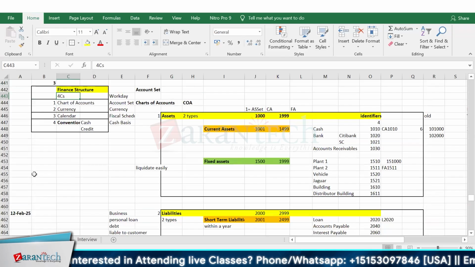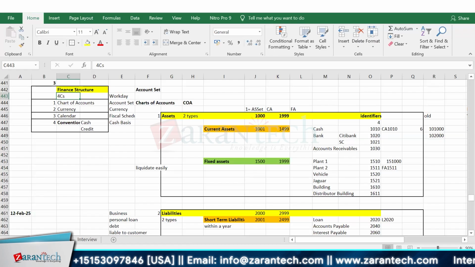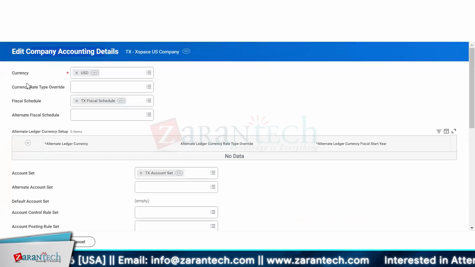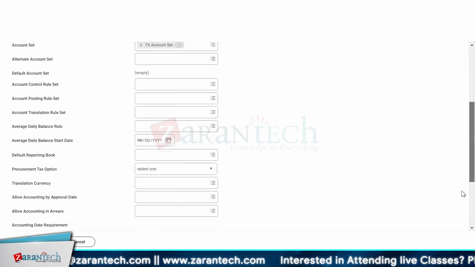But whenever in the interview they ask you what the link is, how you can design your finance if you want to link it with your company, what are the mandatory areas that you need to define? The first and foremost part is the accounting setup. And under accounting setup, we need to assign currency, fiscal schedules, and accounting sets.